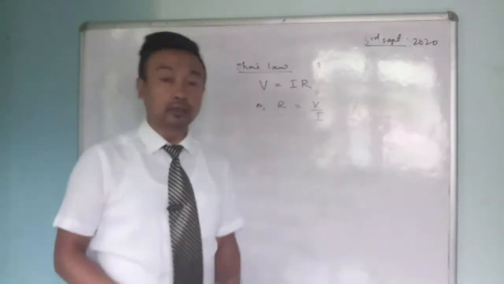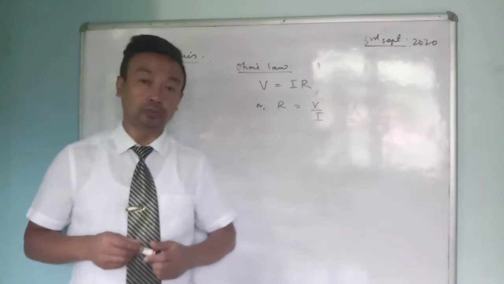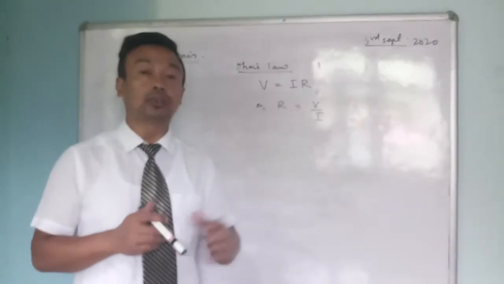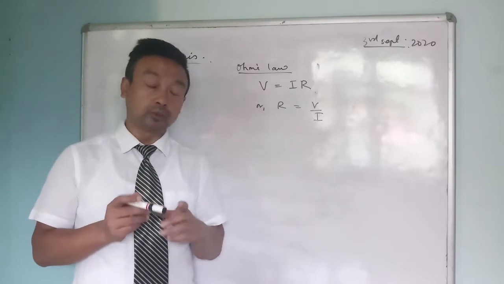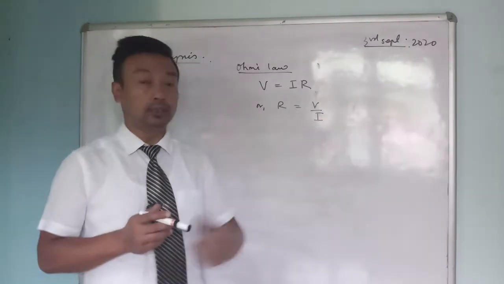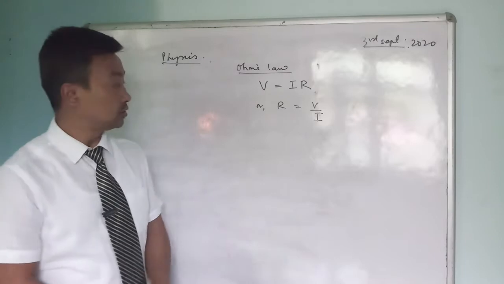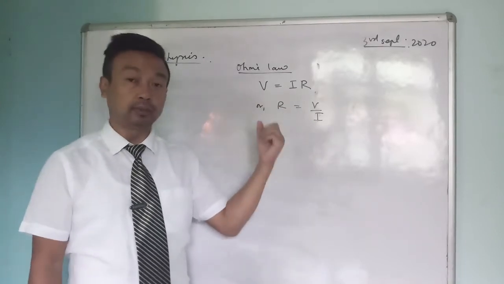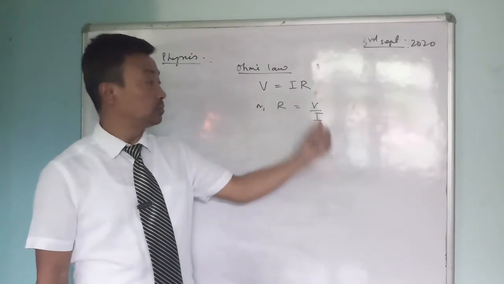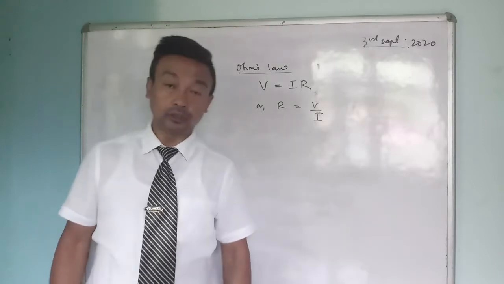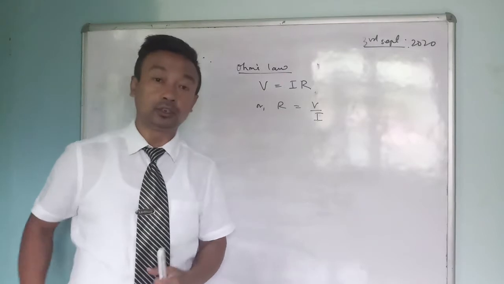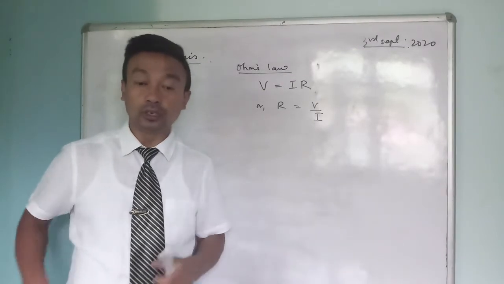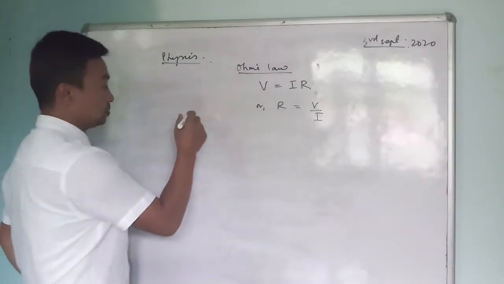That means when current is flowing through a conductor, and a potential difference of V is applied across the ends of the conductor, then the resistance offered by that conductor is given as V upon I. Now this resistance is quite an important topic. The next topic that I am going to discuss today is the factors on which the resistance of a conductor depends.